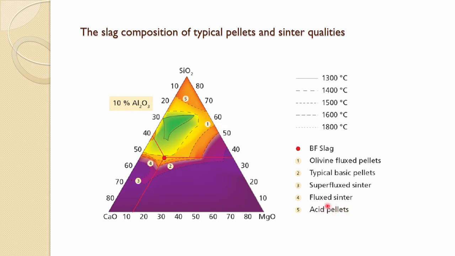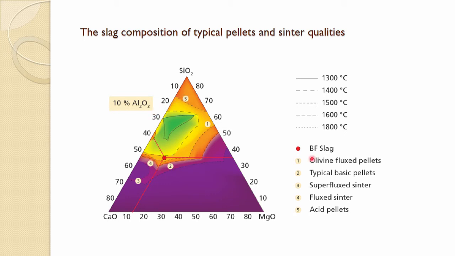So, acid pellets means more SiO2 should be present in that, and that composition is lying toward the SiO2 vertex. So, this is number 5, and it again indicates a liquidus temperature of 1800 plus. So, very high SiO2 content, more than 70% SiO2 usually, and lime is very low, about 10, and similarly the MgO is also quite low, about 5, and 10% Al2O3.